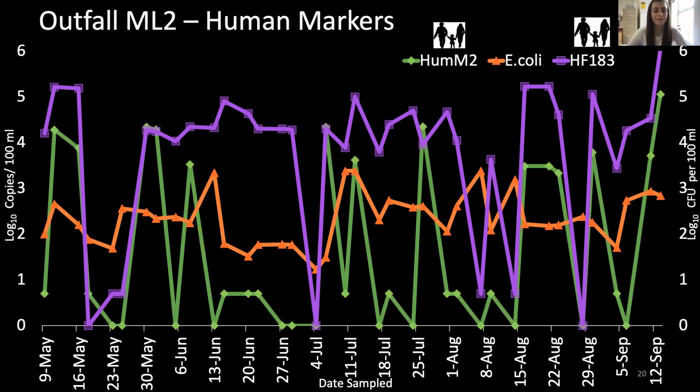To further back the evidence of human contamination, and that the results are not due to cross-reaction, are the results of HumM2. HumM2 is another Bacteroides-specific marker for human fecal contamination. It's not as sensitive as HF183. However, when HF183 reaches levels above log 3, HumM2 is also found. Again, there is a potential for human sewage to be associated with our E. coli numbers at this outfall.